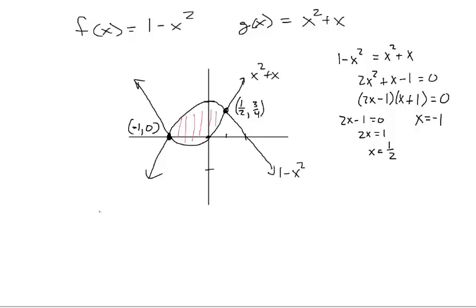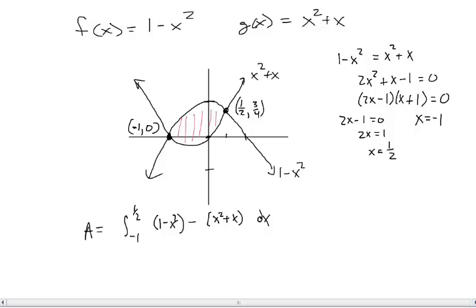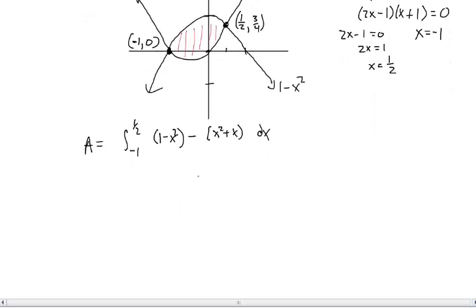And again, we're going to be top function minus bottom function. So area is equal to the integral, and remember we're going from -1 to 1/2 of the top function, which is up here, and that's represented by 1 minus x squared. So we have 1 minus x squared minus the bottom function, which is x squared plus x dx. And now I'm going to take a second to simplify this before I integrate.